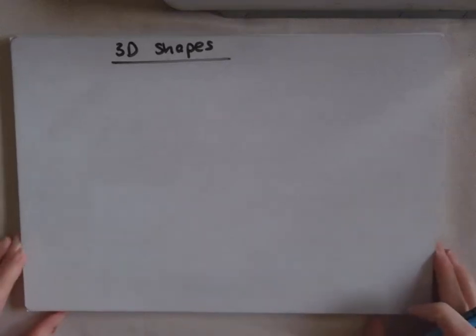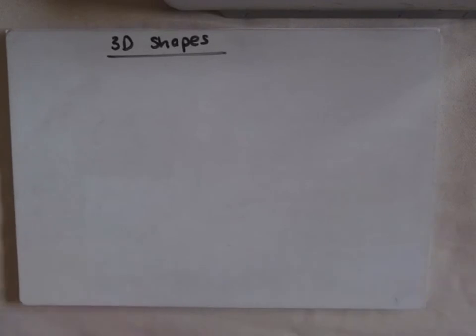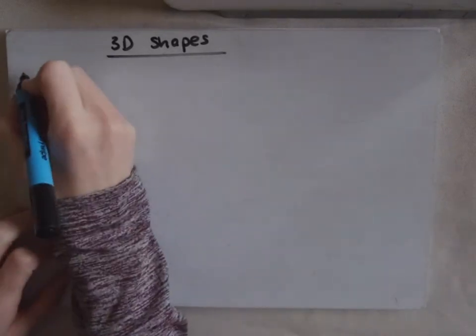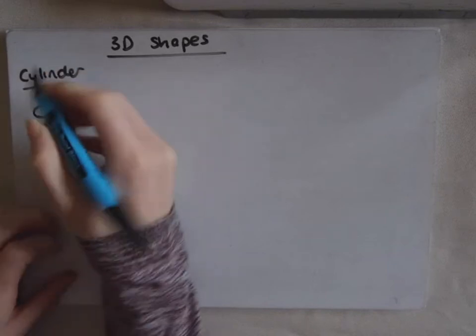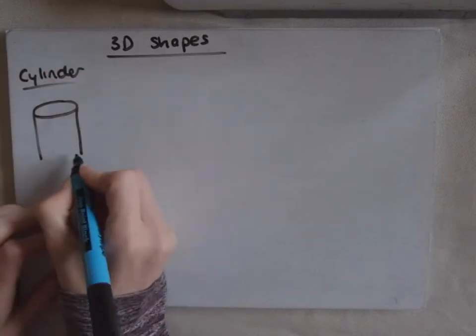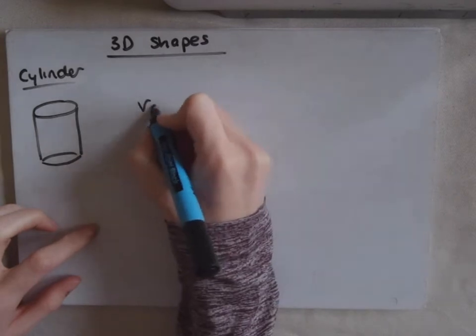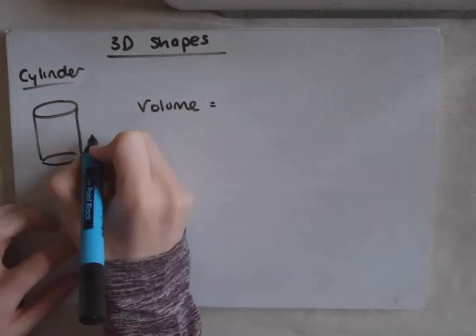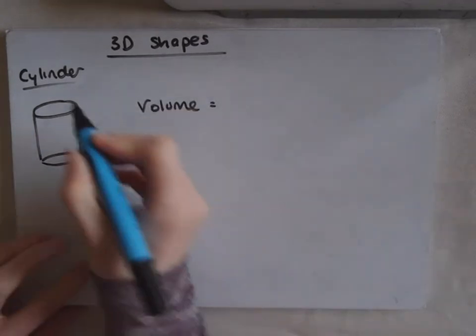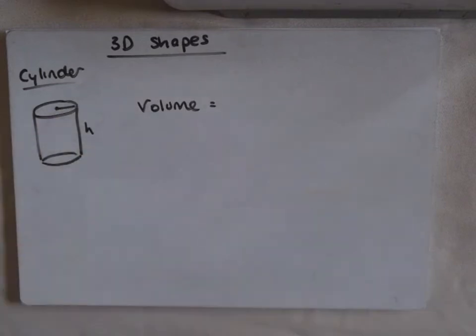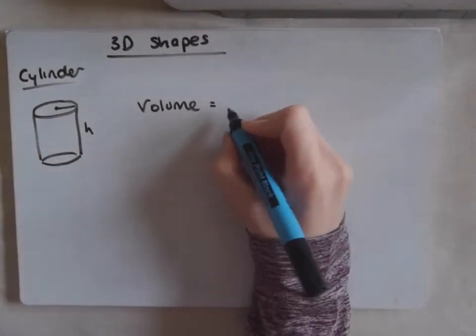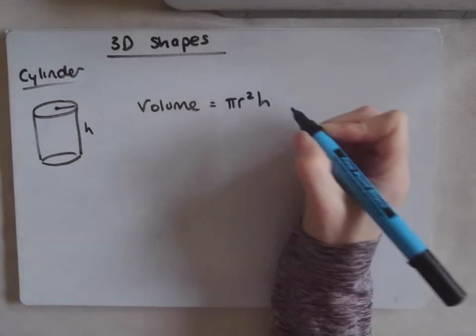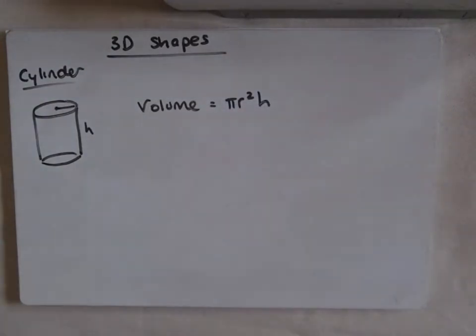Okay, so we're going to start with a quick revision of what you did at Junior Cert. Okay, so you have your cylinder. Can you remember what the volume of a cylinder is? In your log tables it's given to you, okay? Pi r squared h.